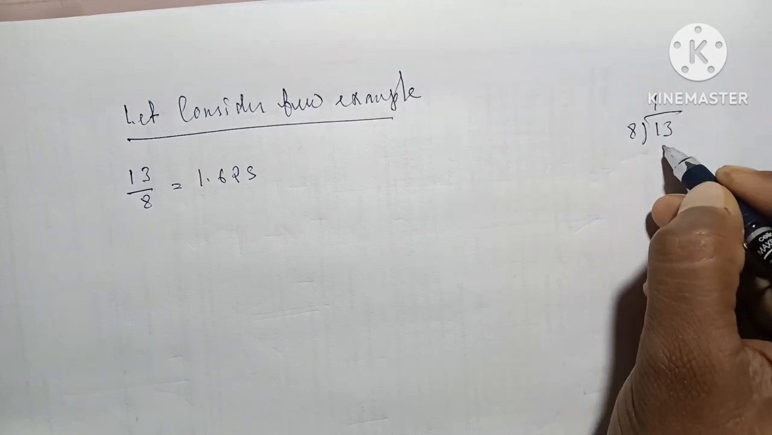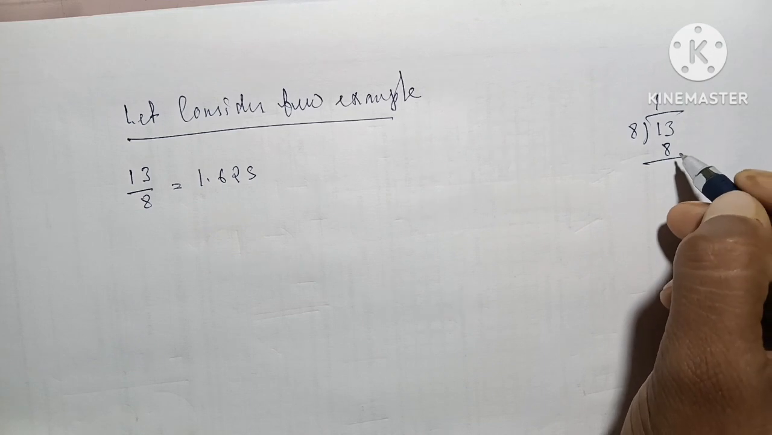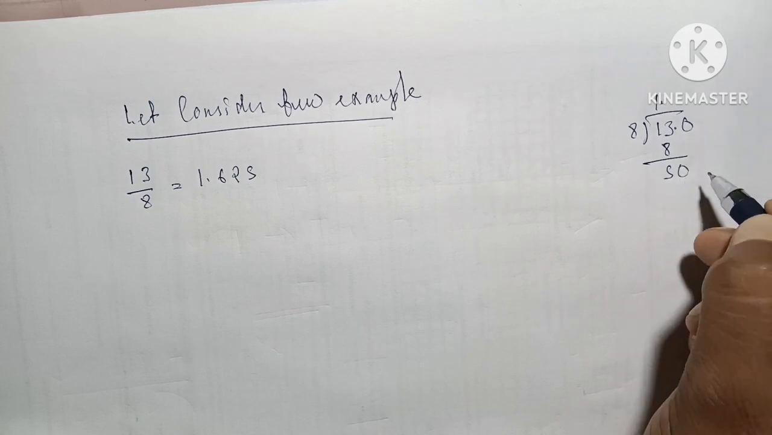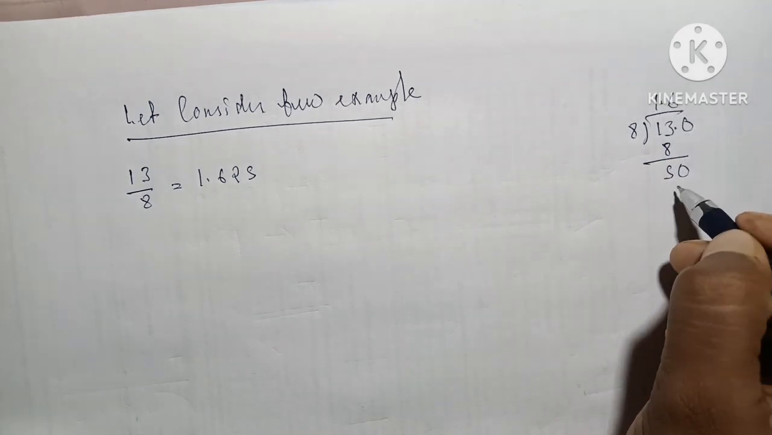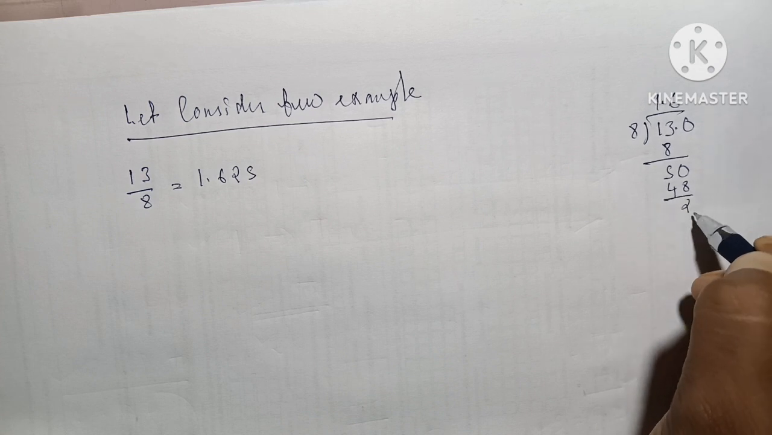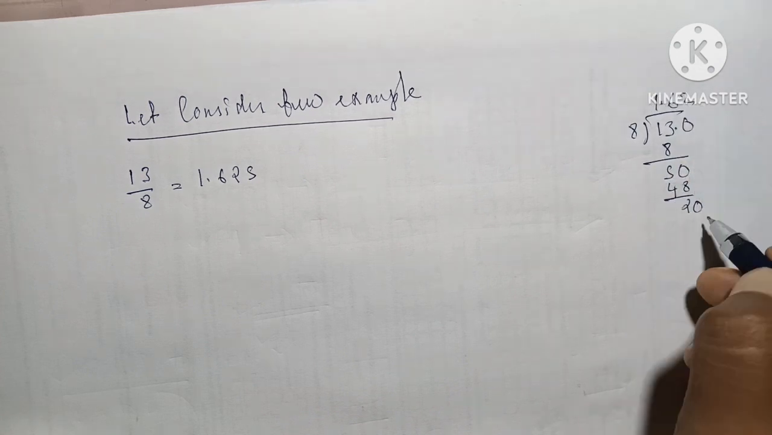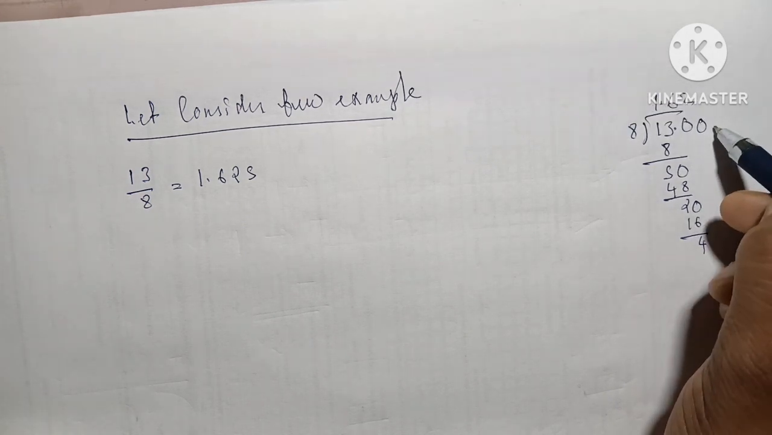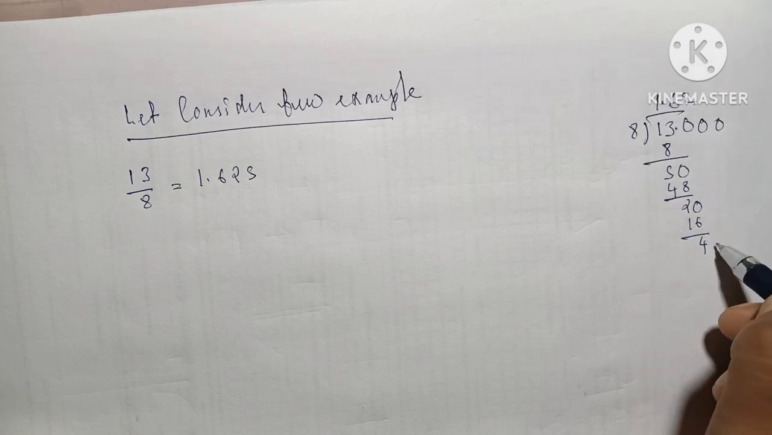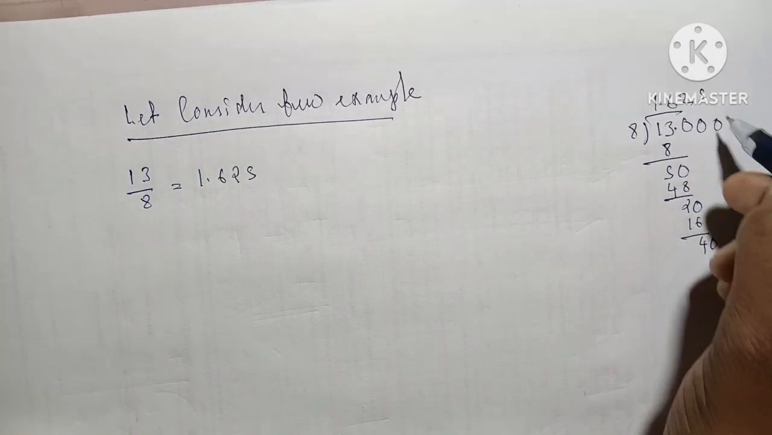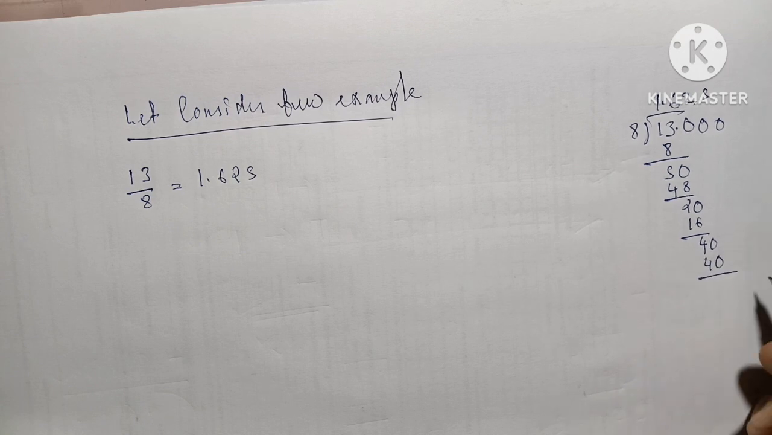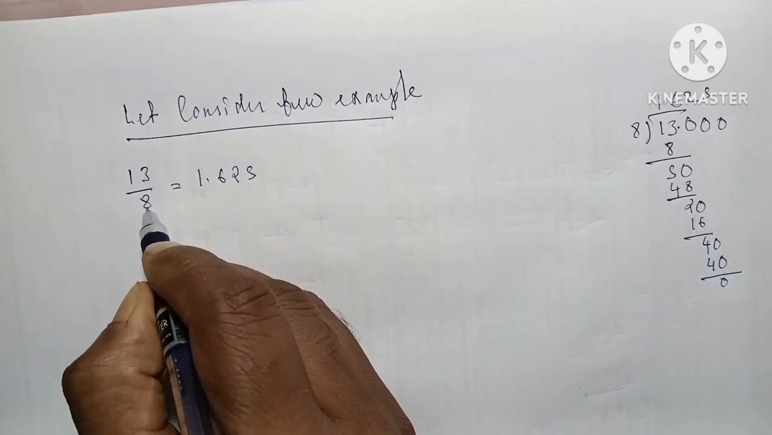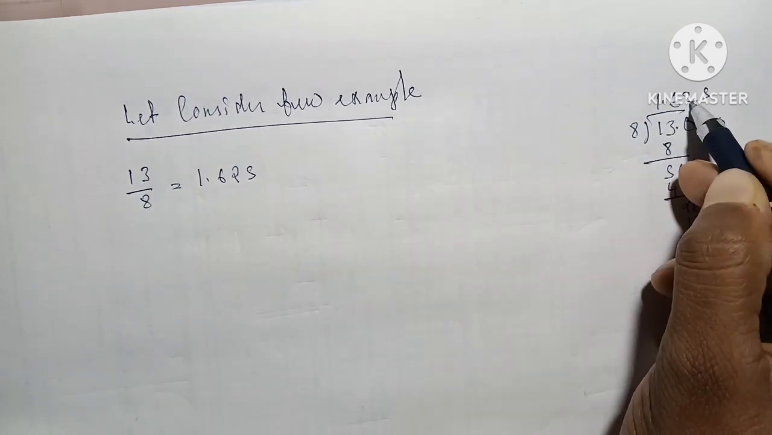One time 8 is 8, then 5. Here is a point, 0. 8 6s are 48, then 2, then 0. 8 2s are 16, then 4. Here a 0 can be given because of the decimal. Then here also 0 came. 8 5s are 40, 0. So 13 by 8, your decimal expansion is 1.625.